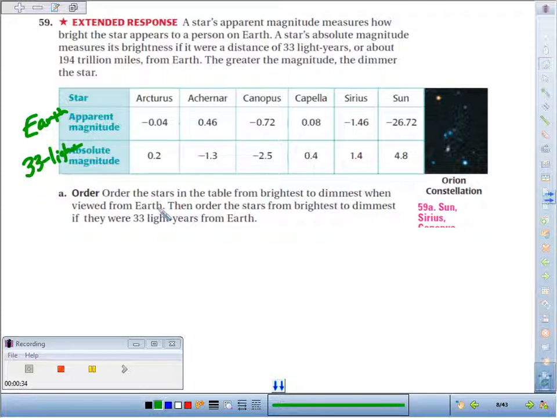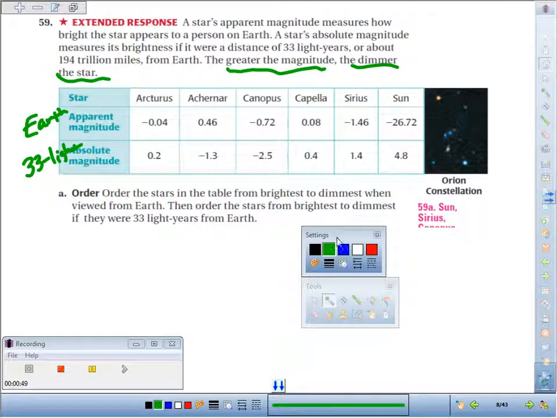So if we look at this, letter A, it says order the stars in the table from brightest to dimmest when viewed from Earth. Then order the stars from brightest to dimmest if they were 33 light years from Earth. But keep in mind, the greater the magnitude, the dimmer the star. So it's kind of counterintuitive. The brightest stars are the biggest negatives.